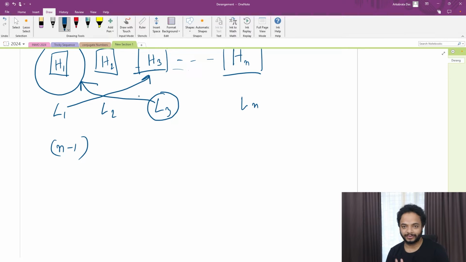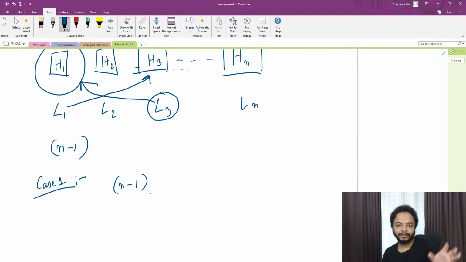Okay, so these are the two cases, right? So now case 1, that is I have chosen house 1. I have fixed my house, house 1, so its letter is going to the ith house.